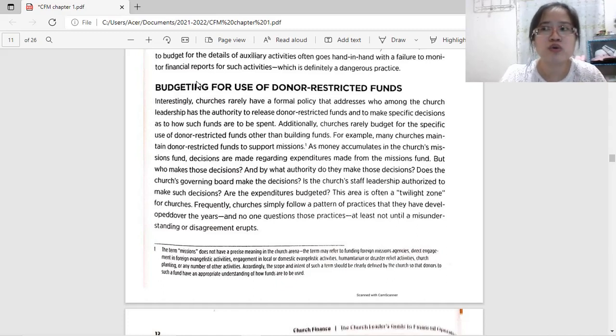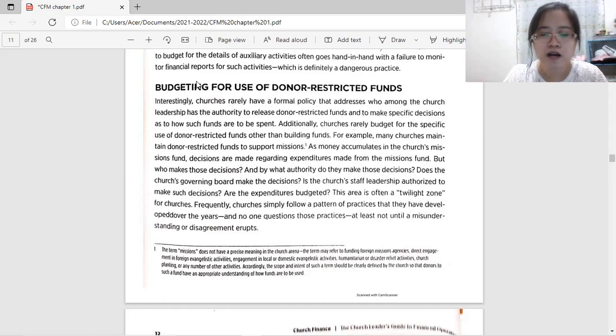There are two types of donations: the unrestricted and the restricted. For the unrestricted, essentially the donor did not say anything. You can use this for whatever purpose the church would decide, as long as it's of course aligned with the church's purpose. And then the second one is the restricted. For restricted, sometimes the donor would make a specific statement.